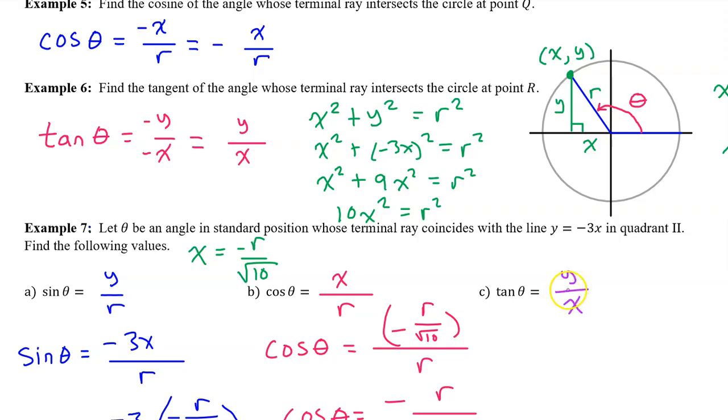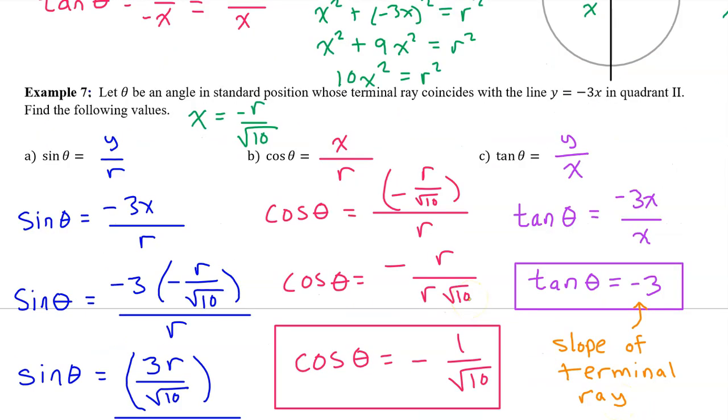Tangent is defined as y over x, but y is equal to negative 3x in this case. So that means that tangent theta will equal negative 3x over x. But oh look, the x's cancel each other out. So we end up with tangent theta is equal to negative 3. And that's it for example 7.